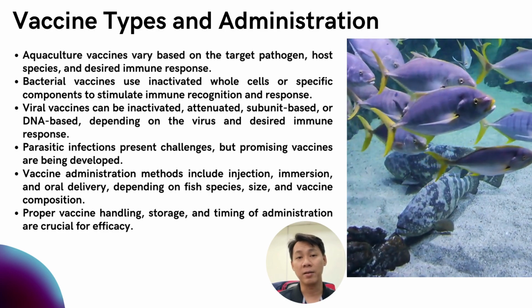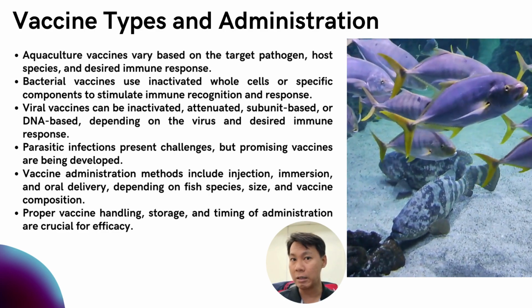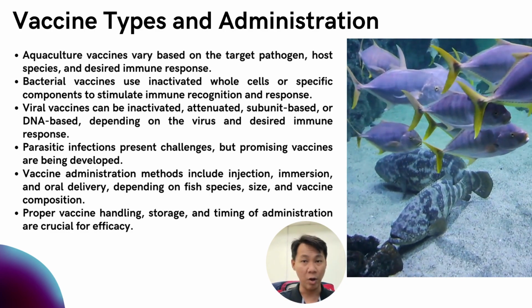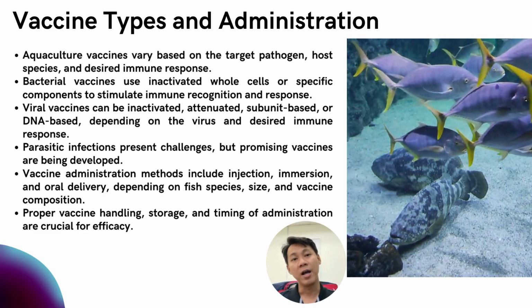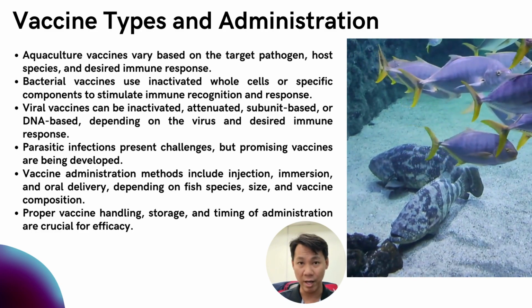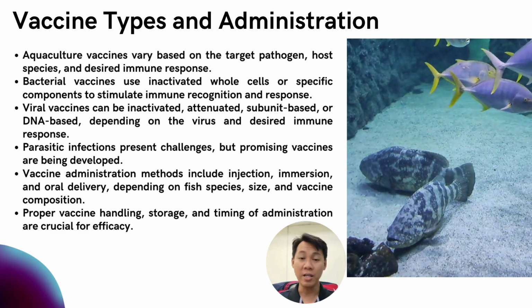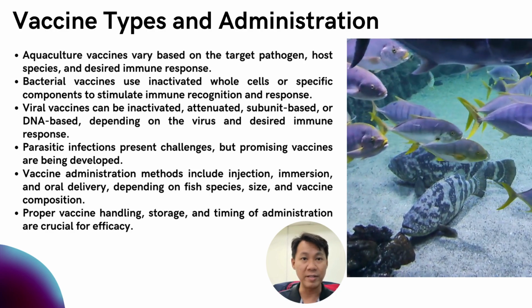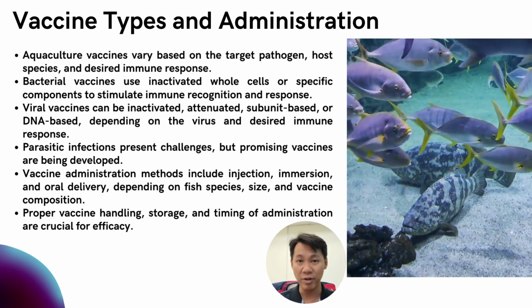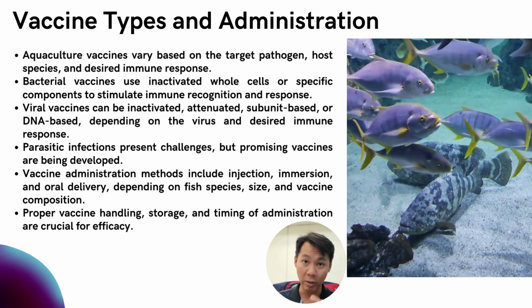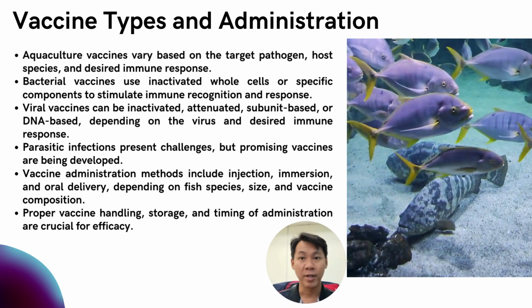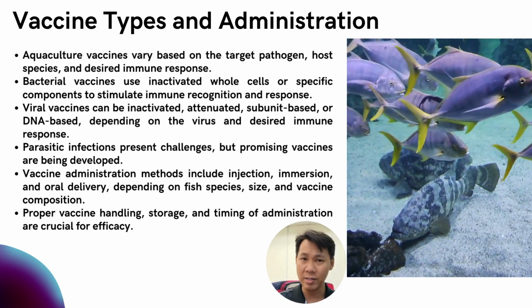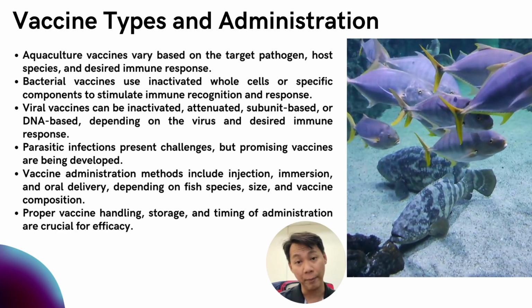Bacterial vaccines use either inactivated whole cells or specific components to stimulate immune recognition and response in the host. In this case, bacteria that cause the disease are obtained and modified so they are no longer able to cause the disease, but they still contain components that can stimulate the host immune response.